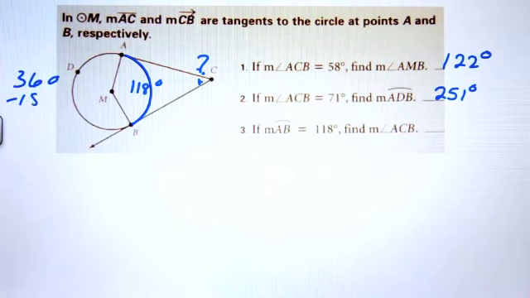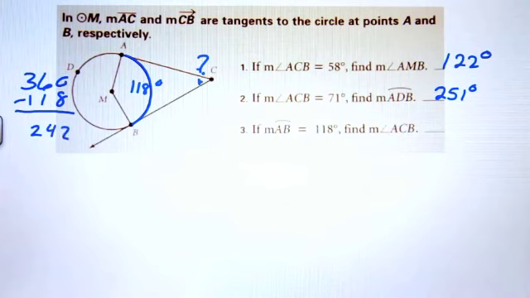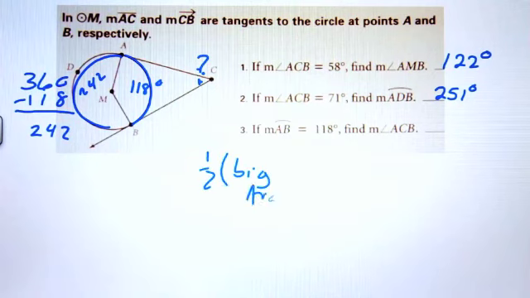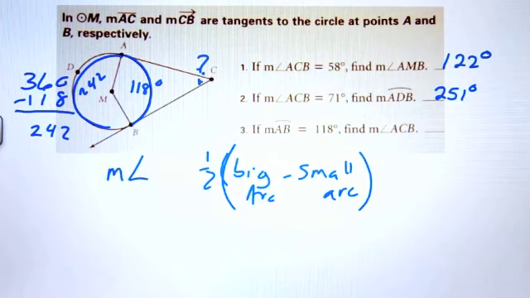360 minus 118 gives me 242. So our major arc here is 242. Now we're told anytime the angle is outside the circle, it's half the big arc minus the small arc. At least that's what I told you in Circles 103. So the measure of the angle is half the big arc minus the small arc when we're outside the circle.